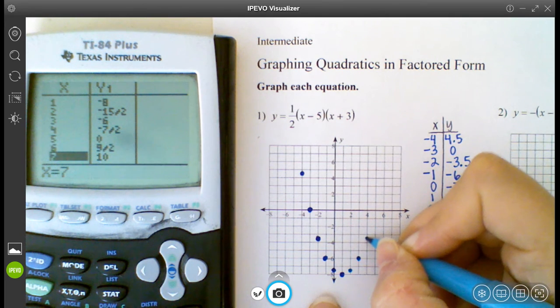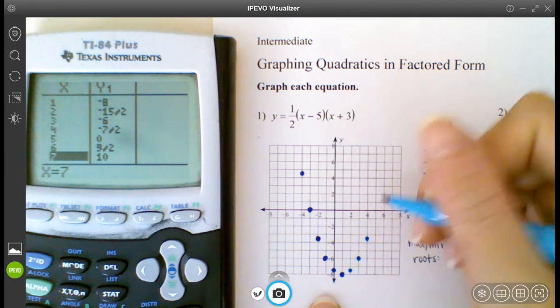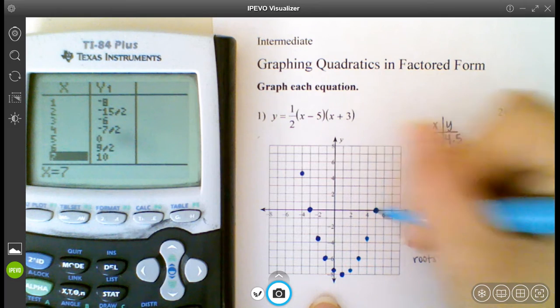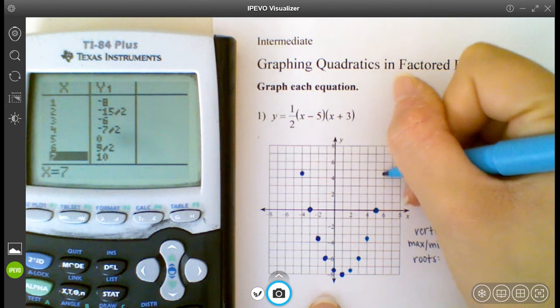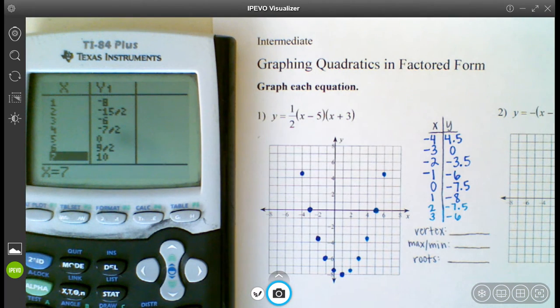And so at 4, we should be at -3.5. At 5, we should be on the x-axis. And over at 6, we should be up at 4.5 again. So we end up making that symmetry. All right, now let's make the U, and then we can identify its key features.